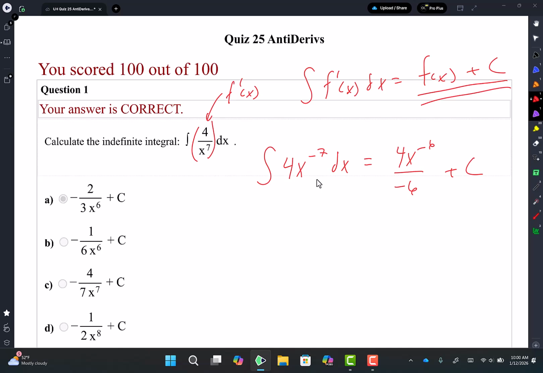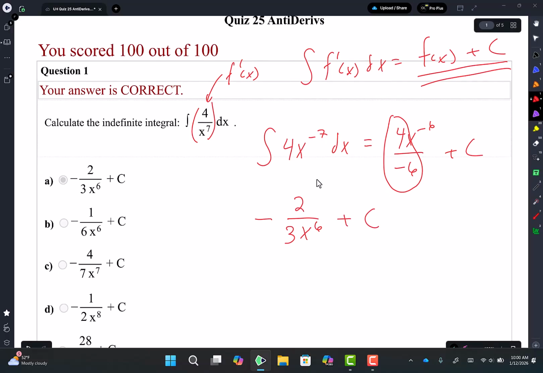All right, so let's see. This 4 and that negative 6, do they reduce? Yes, I'm going to put the negative in the front. 2 goes into 4 how many times? 2. 2 goes into 6 how many times? 3. And they probably want you to rewrite it, so that x to the negative 6, you can bring it down, and it's x to the 6 plus c. Do you see that answer anywhere?